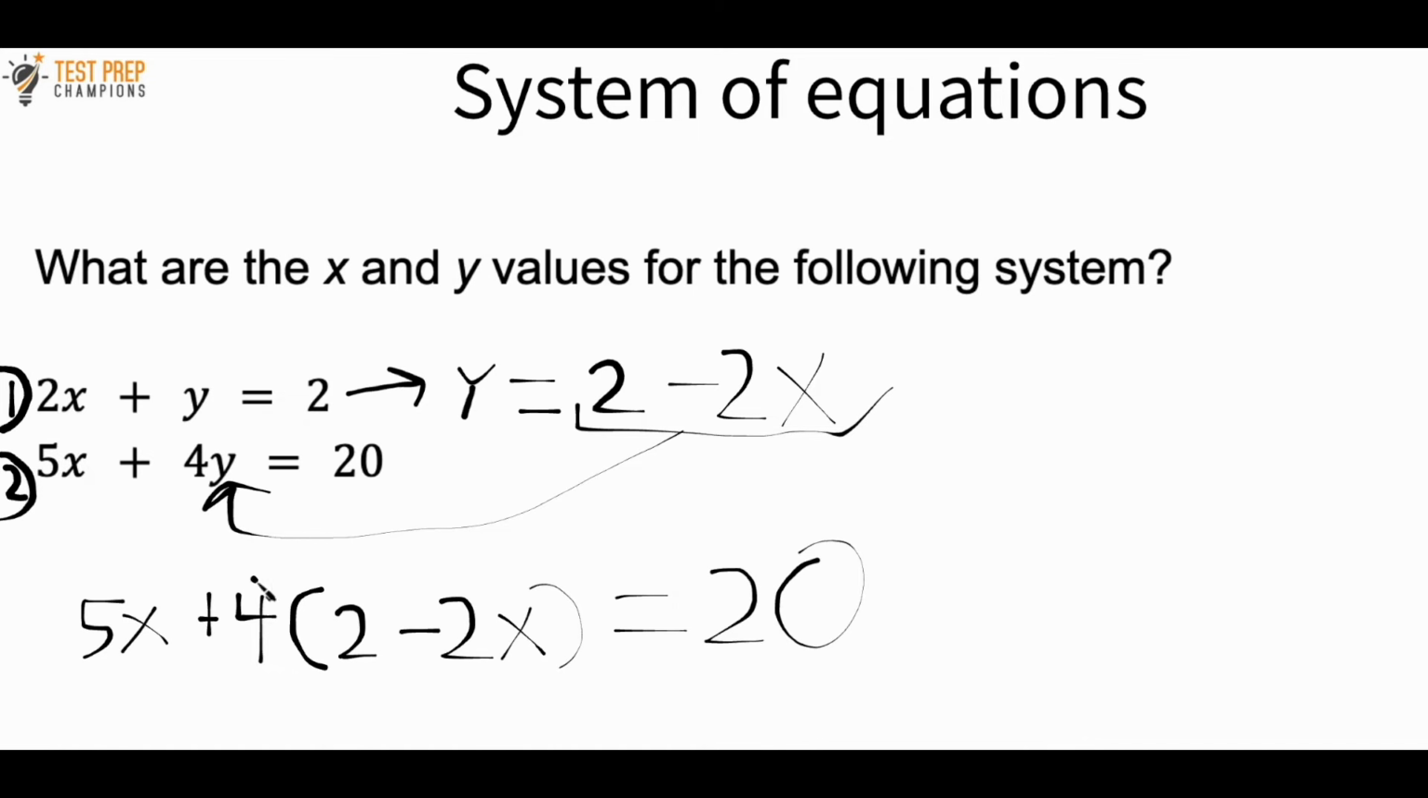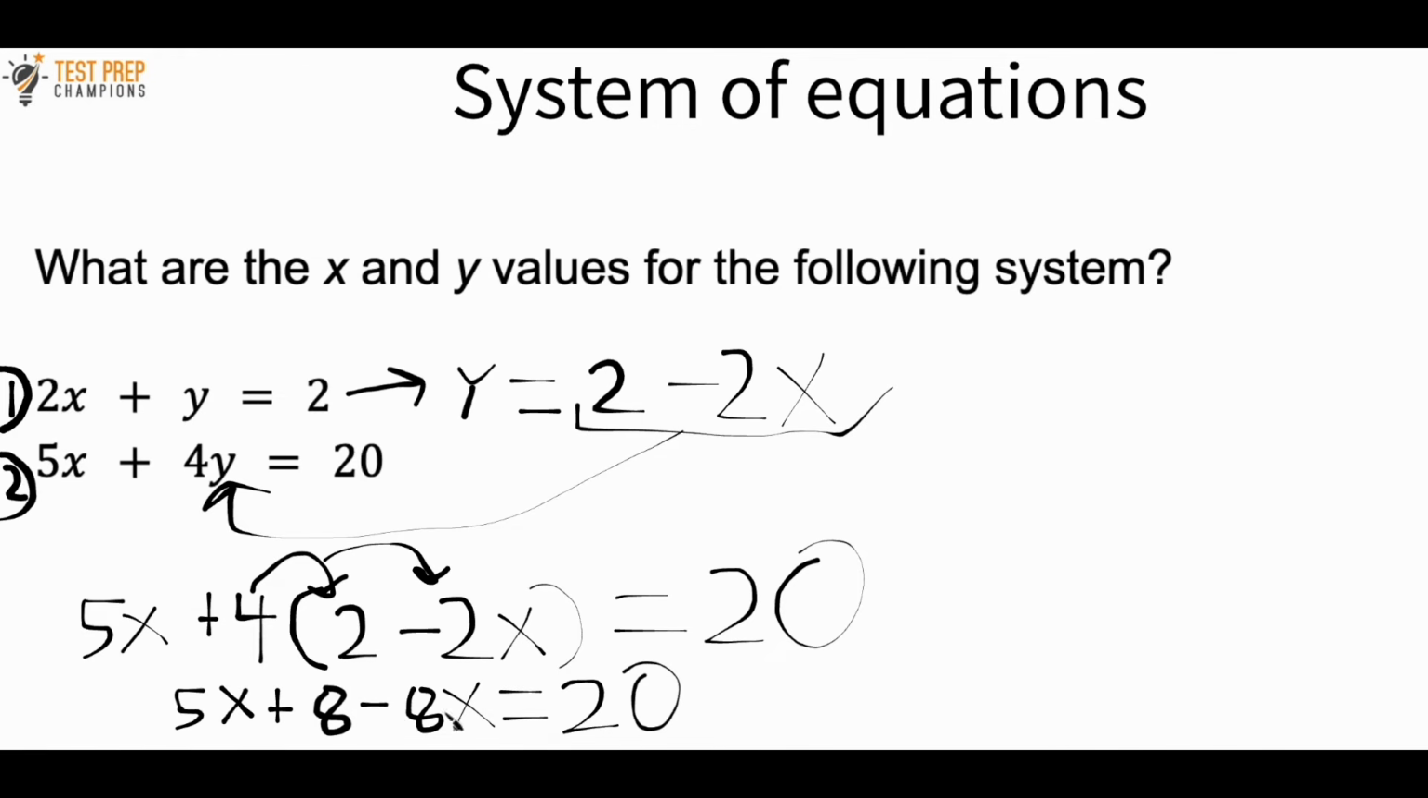Okay, so let me distribute this 4 now. So 4 times 2 is 8. 4 times negative 2x is negative 8x. So this will become 5x plus 8 minus 8x equals 20. So now what I'm trying to do is solve this equation for x. If I combine the like terms, 5x minus 8x, I'll get negative 3x. And if I subtract 8 from both sides, I'll get 12. So 3x equals 12. Actually, no, this is negative 3, so it should be negative 3x equals 12.